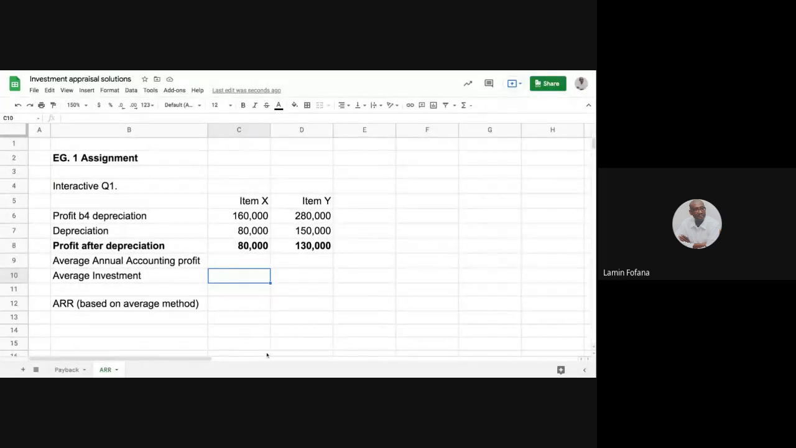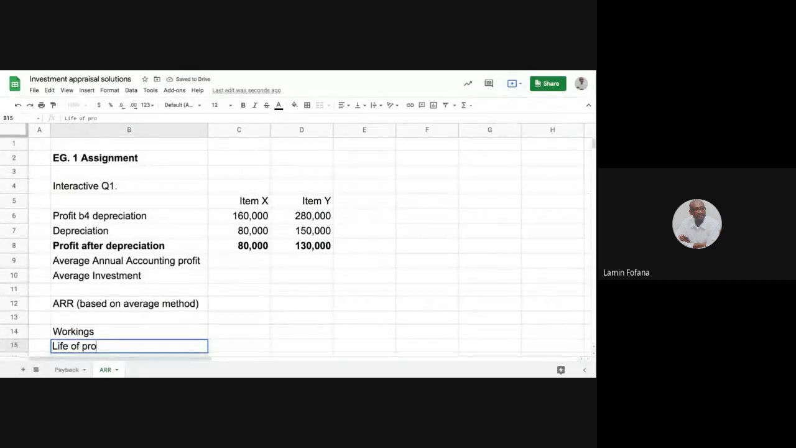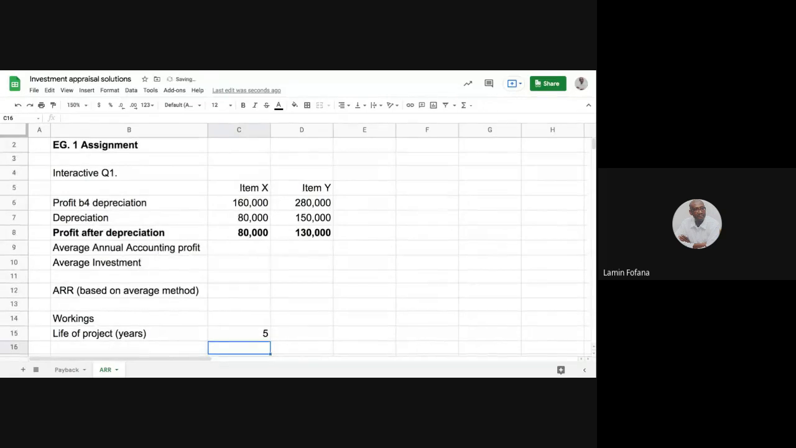Okay? So now we want to calculate our annual accounting profit. So let's have some workings here, or we just have some assumptions written down here. So what's the life of the project? 5 years. The life of the project is 5 years, so we type 5 here. Now I want to show this 5 to read 5 years so that I can be able to use it in calculations. Can someone take me through how to do my custom number formatting to do that?